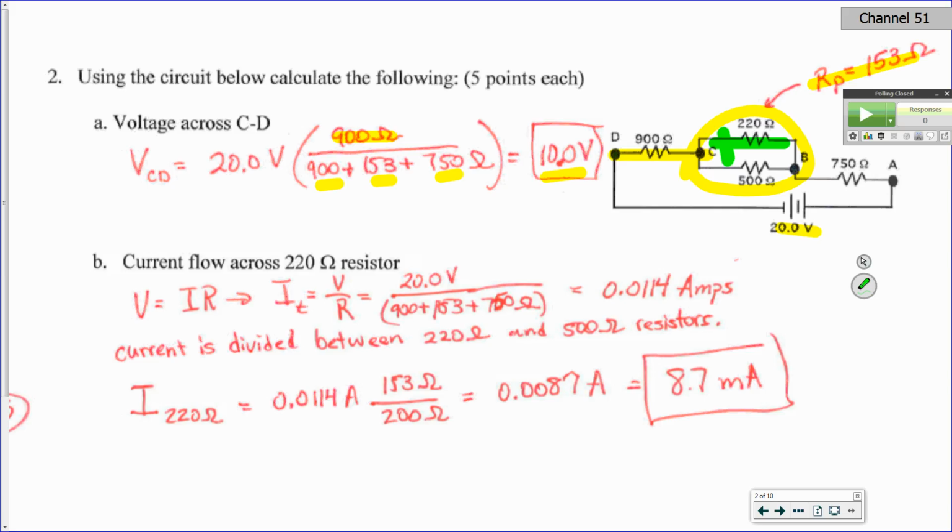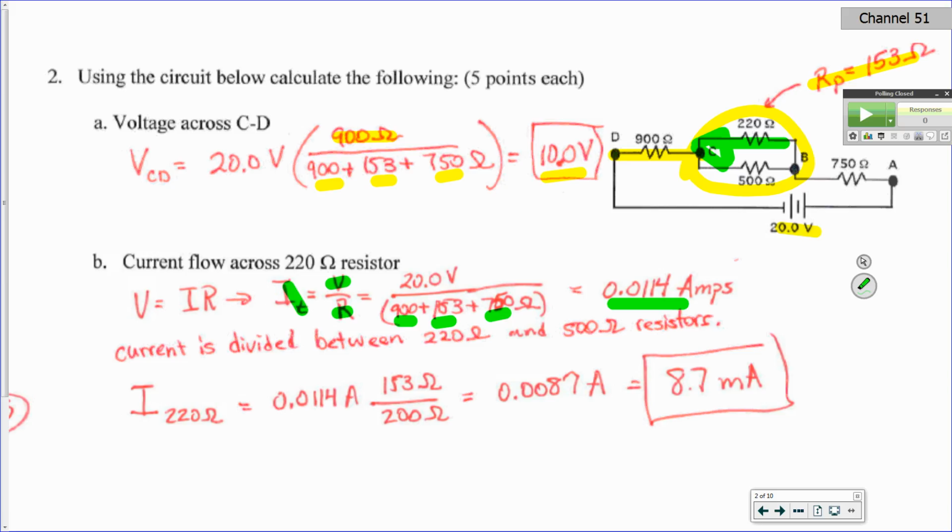Okay, so if I consider this, what I need to do first is find out what is the total current in the system. So the total current is going to be the voltage divided by the total resistance. So it's the 20 volts. Again, we've already found the resistance parallel, so 900 plus 153 plus 750. And I may have plugged a number in the calculator wrong. I got 11.4. I think everybody else did 11.1. So I think I probably made the math error since y'all were common at 11.1.